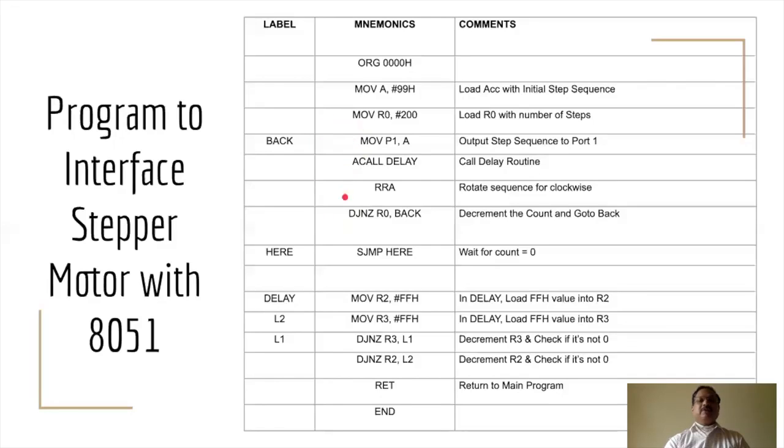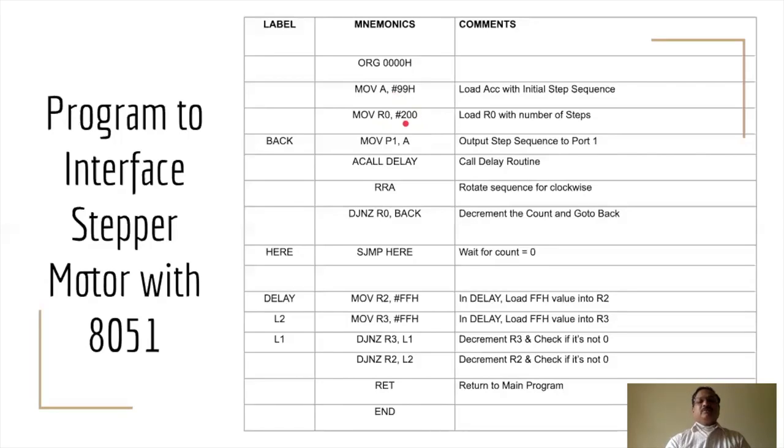So here the first instruction, MOV A, #99H, that is used to load the initial step sequence into the accumulator. The hash symbol is used to indicate the immediate addressing mode. As you know, hash for immediate, at symbol for indirect addressing mode. Then if both source and destinations are registers, then register addressing. And if this hash symbol is not used, then it is the direct address.